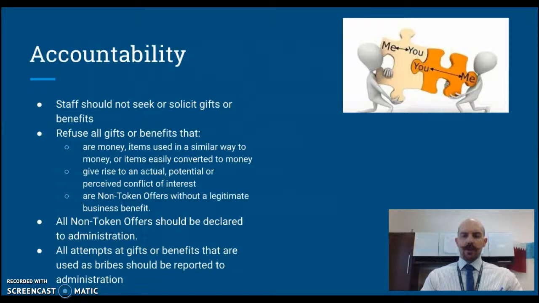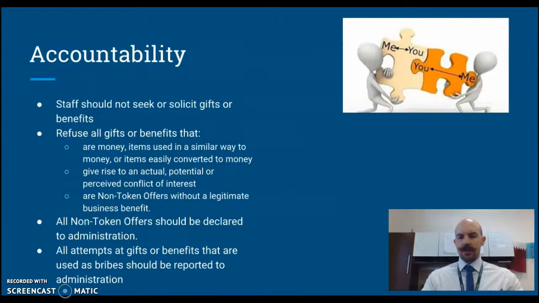Now, it's also important that the school and the district has set accountability so that staff is not seeking or looking for gifts, and that the staff is trained on how to refuse all gifts that might be money or easily transferable, might raise a possible conflict of interest, and might be a non-token offer. All non-token offers should be declared to the administration, and all attempts at gifts or benefits that are probably bribes should be reported as well.